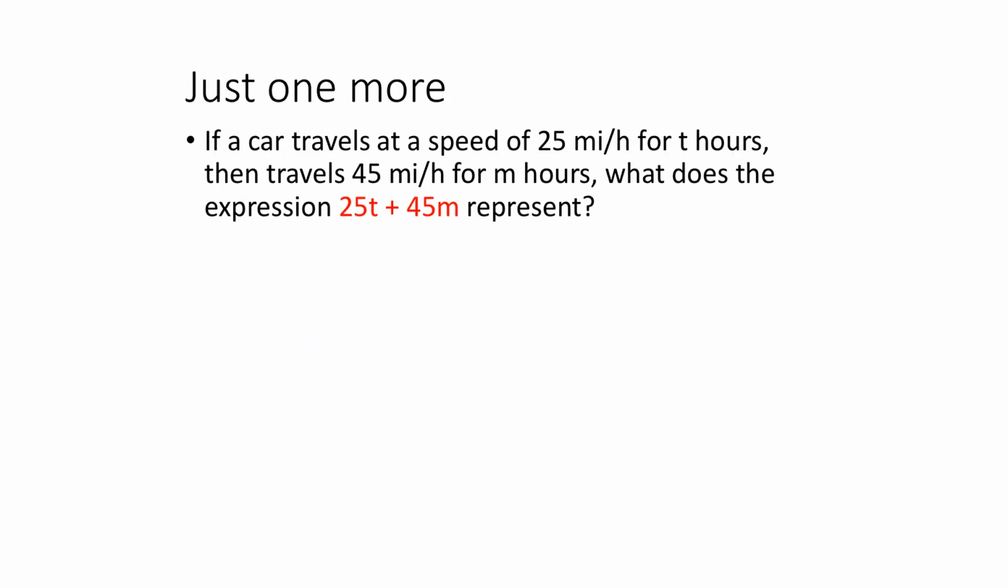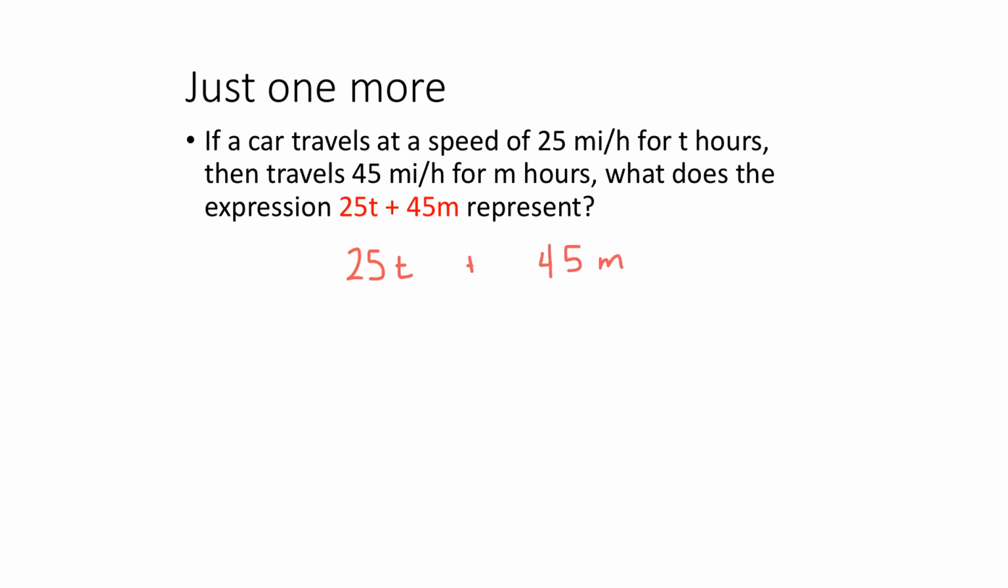Alright, let's look at one more example of breaking these apart. If a car travels at a speed of 25 miles per hour for t hours, then travels 45 miles an hour for m hours, what does the expression 25t plus 45m represent? So again, let's break this apart into 2 different pieces. We have 25t plus 45m.